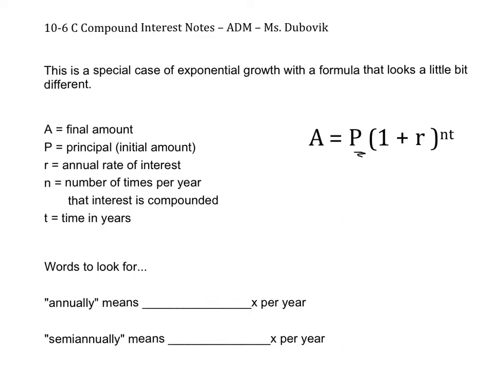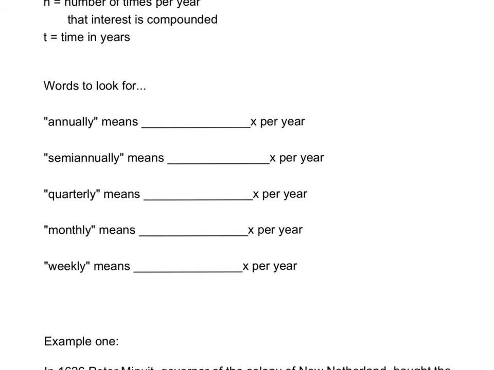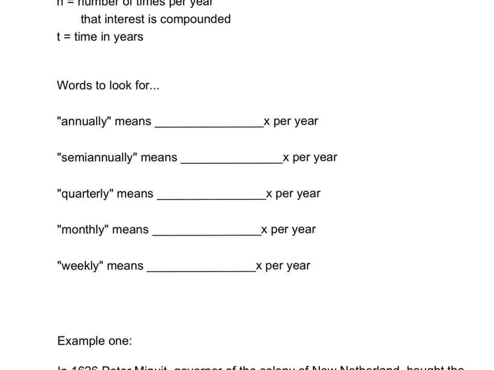R is still the annual interest rate. N is the number of times it's compounded yearly. Sometimes it says it's quarterly, so it's compounded 4 times a year. And then T is the amount of years. So I just wanted to go over a few examples of just what these words mean.